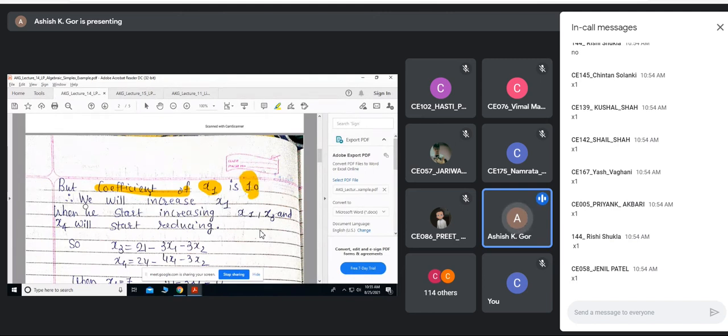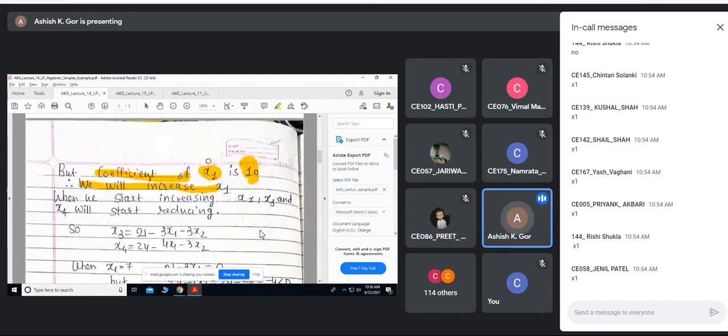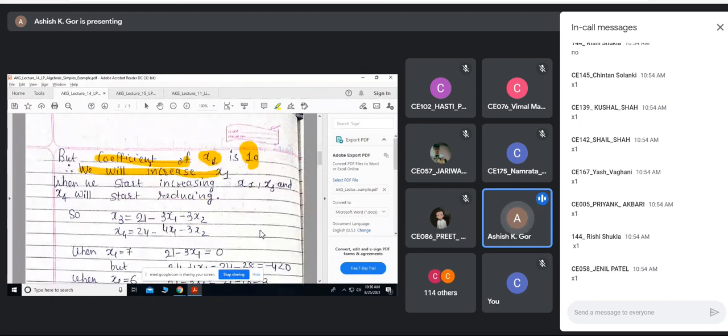So out of x1 and x2, I will select what? x1. Definitely it is very clear. This has a 10 and this is 9, so increasing x1 would have a greater impact in getting the maximum solution. So the coefficient of x1 is 10, and that's why we will choose x1 for increasing.